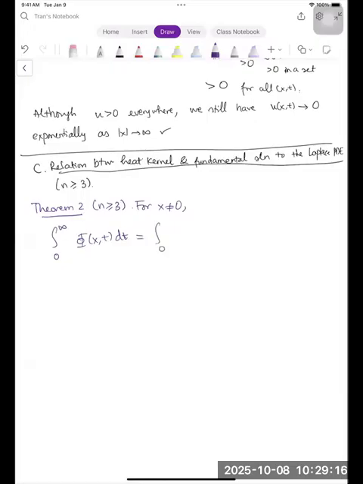The heat kernel has a formula, right? 1 over (4 pi t) to the power n over 2 e to the minus x squared over 4t dt. I'm integrating with respect to time. This will equal the fundamental solution of the Laplace equation phi of x, which is 1 over n times (n minus 2) omega n, where omega n is the volume of the unit ball in n dimensions, times |x| to the power 2 minus n.